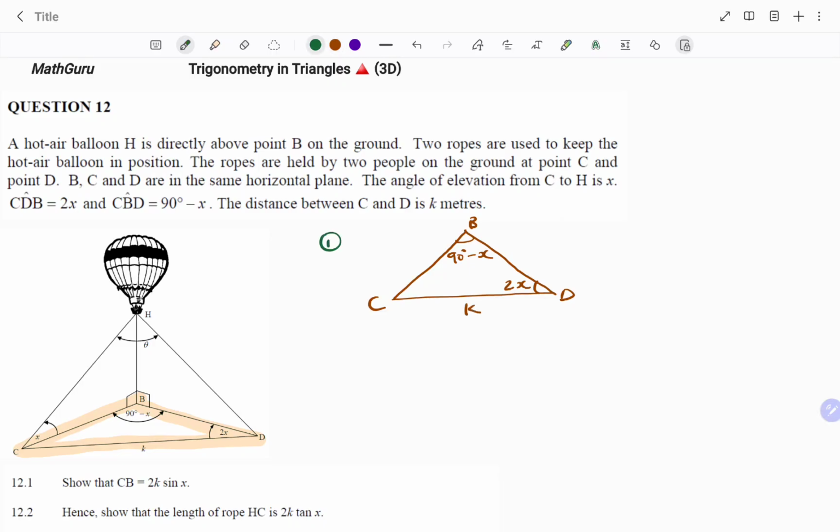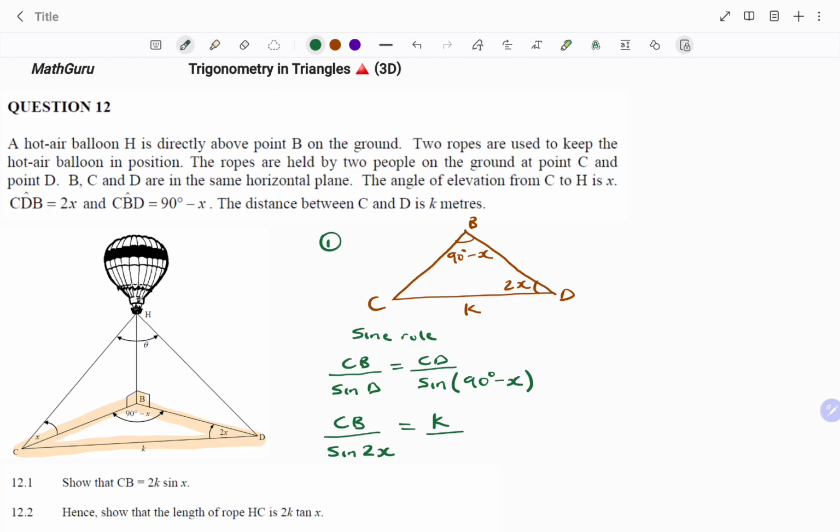So starting with the first part of the question, to find CB, I'm going to use my sine rule, which states that the ratio of the side CB divided by sine of the angle facing CB, that's D in this case, is equal to the ratio of the side CD divided by the sine of the angle facing CD, that's 90 degrees minus x. So putting in my values, CB, which is the missing side, divided by sine of 2x, is equal to CD, which I have as k, divided by sine of 90 minus x.